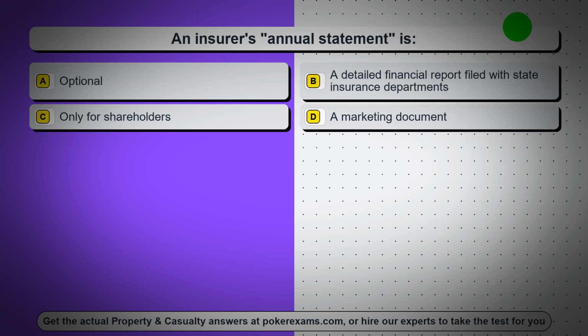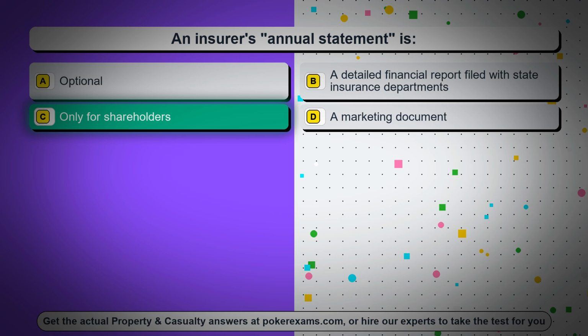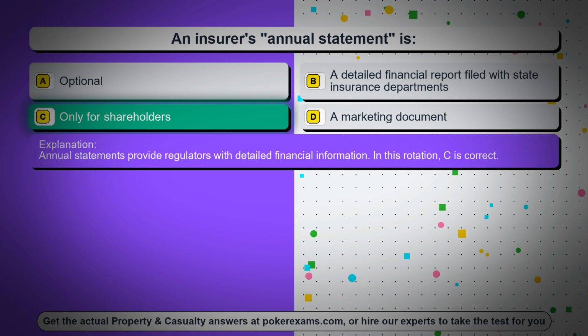Question 44. An insurer's annual statement is. Option A, optional. Option B, a detailed financial report filed with state insurance departments. Option C, only for shareholders. Option D, a marketing document. The correct answer is option C, only for shareholders. Annual statements provide regulators with detailed financial information. In this rotation, C is correct.